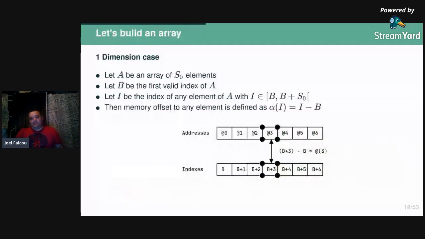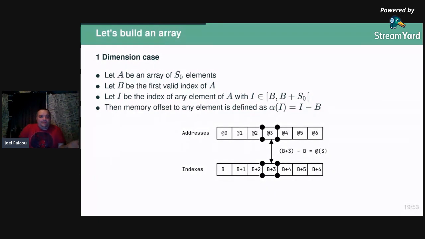So, I have an index and I want to go into a memory block somewhere and find my value. You have an array, the 1D case, that's the trivial case. You have S0 elements, and B is the first valid index of A. Your array can be indexed from 0 if you do C or C++. It can be indexed from 1 if you do serious numeric stuff in Fortran or MATLAB. But you could have a base index which is, I don't know, minus 5 or 17 or whatever. So we have a B, the first valid index of your array, and I is the index of any element in the array. So it's basically between B and B plus S0, excluded.